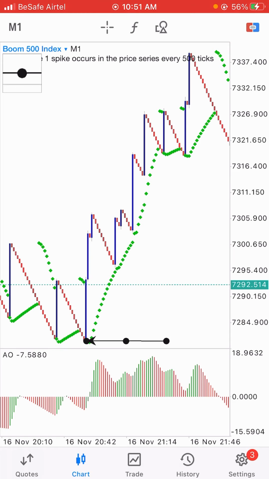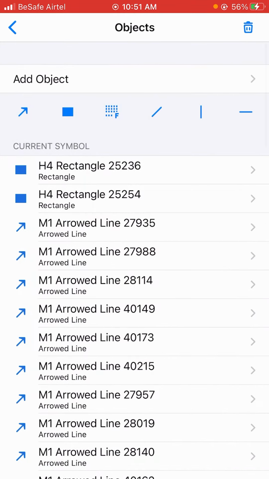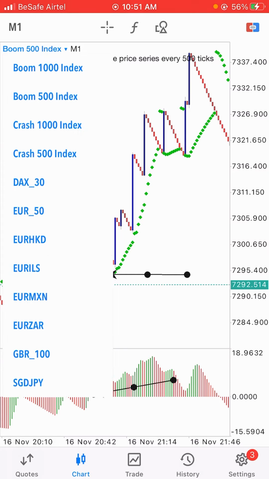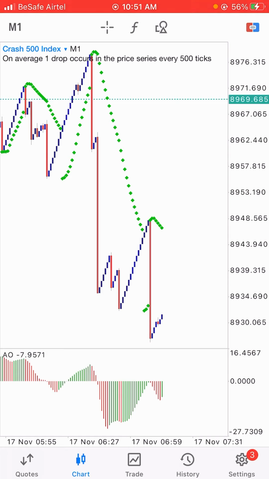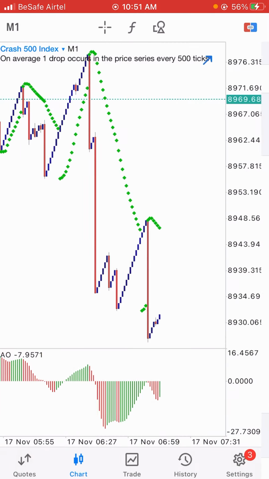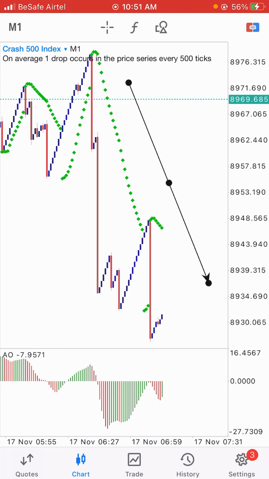After this first spike, you can see the parabolic SAR was facing to the upside, and you also go down and check your awesome oscillator. You can see your awesome oscillator here. The green candles are out already. But let me show you examples of Crash. Crash is the opposite of Boom, and Boom is the opposite of Crash. You get it? Right now you can see this present market right here. This price is to the downside.